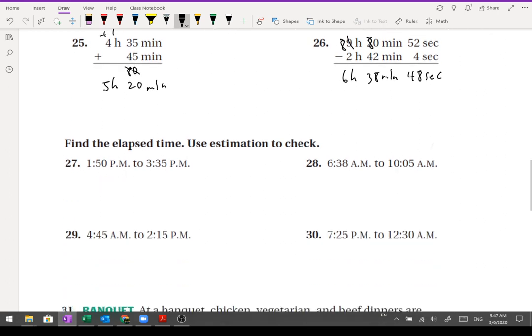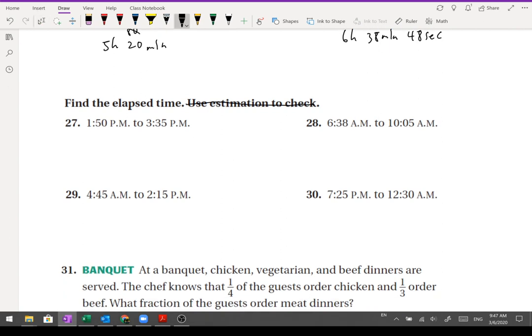Then find the elapsed time. I'm not going to use estimation to check. I'm just going to find the elapsed time. So from 1:50 p.m. to 3:35 p.m., we want to subtract 1:50 from 3:35, and we don't have enough minutes. So it's 3 hours 35 minutes subtract 1 hour and 50 minutes. There's not enough, so we're going to borrow 1 from the hour. Add 60 to the 35, that becomes 95. So 95 minus 50 is 45 minutes. Then 2 minus 1 is 1 hour 45 minutes. That's how much time has elapsed.